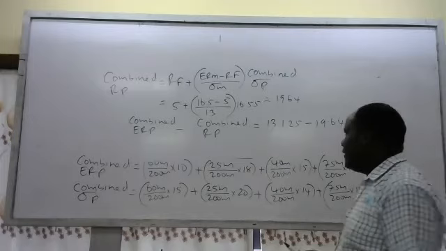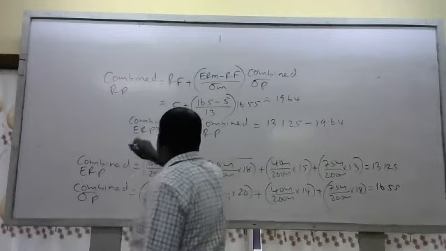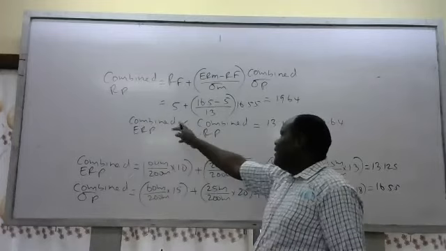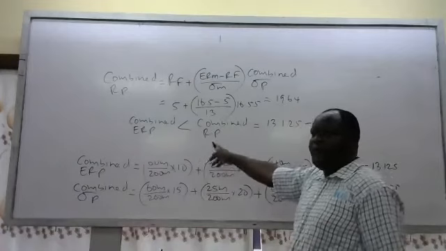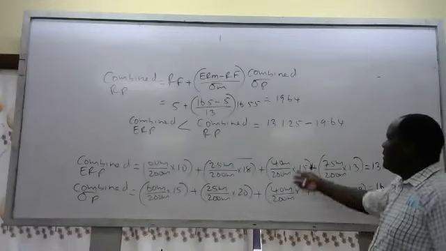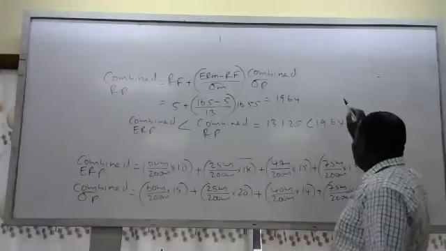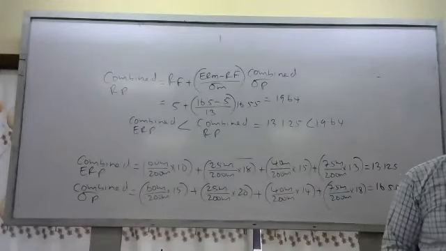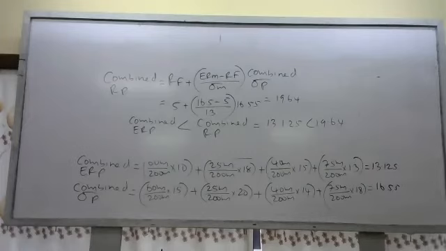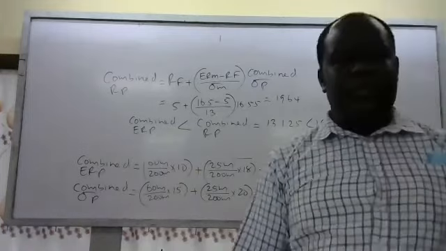Or alternatively, instead of subtracting, just compare. The combined expected return of the portfolio is less than the combined return of the portfolio, because this one is 13.15, then the other one is 19.64. So it is inefficient. So also the overall portfolio is inefficient. Individual is already inefficient, and also the overall was also inefficient. So that was the explanation you are meant to give.